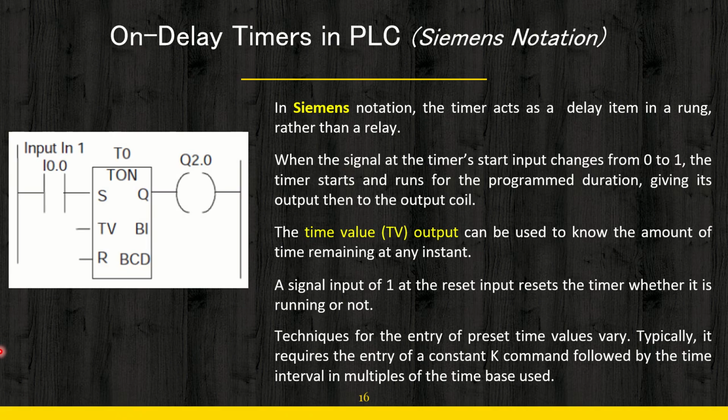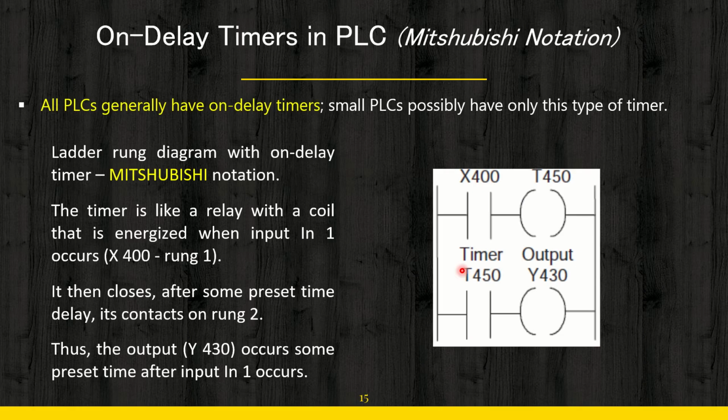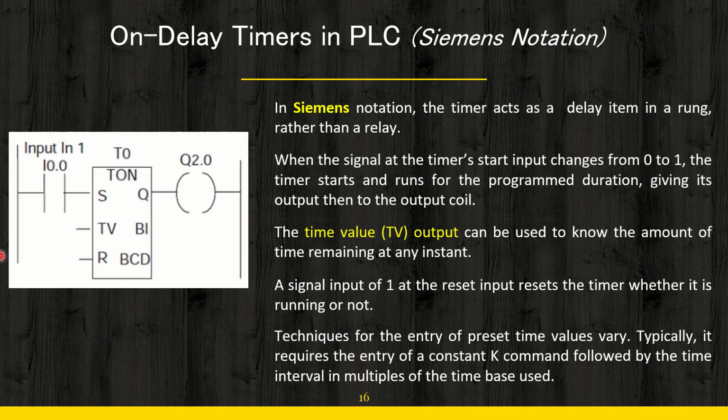Now let us talk of Siemens notation. In Siemens notation, we do not take the timing coil in one of the rungs and timing contacts in another rung. Here the timer acts as a delay item in the rung rather than a relay. Earlier you can find here that this was acting simply as a relay. This is the coil and this is the contact. But here in case of Siemens, it is not acting as a relay. It is acting as a delay block.